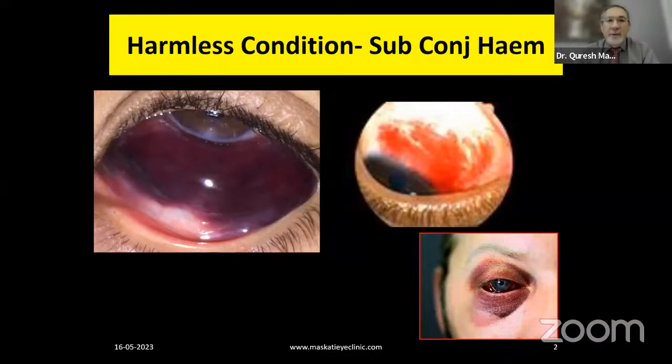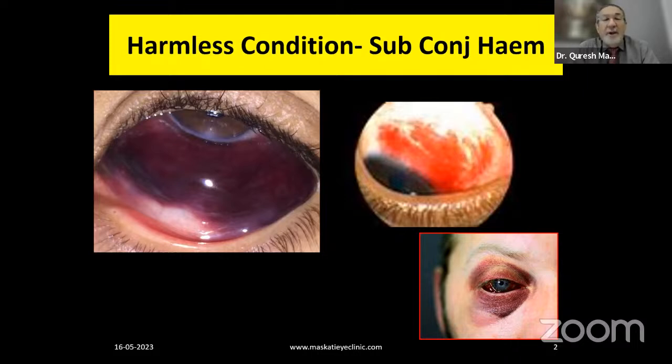So first, let us go to something which looks very scary but is a harmless condition. That is subconjunctival hemorrhage, hemorrhage under the conjunctiva. It could be because of trauma, like the picture you see with dark crimson red blood. This man banged his face into a door, and there is a lot of blood collection over there, very dark red. Patient is quite comfortable. Only if the cornea is abraded will the patient be uncomfortable. Otherwise, irrespective of the amount of blood, he is quite comfortable.